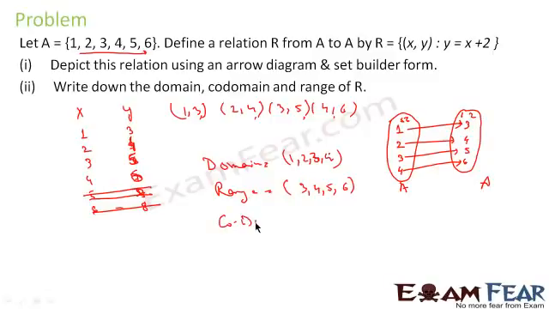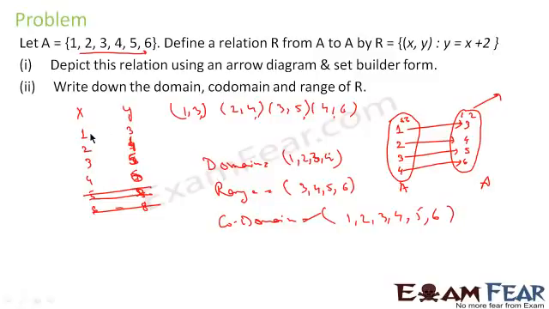When we are talking about codomain, codomain is nothing but all the values that are there in this set. So in this set the values are 1, 2, 3, 4, 5, 6. So the codomain is 1, 2, 3, 4, 5, 6. I hope this is clear.